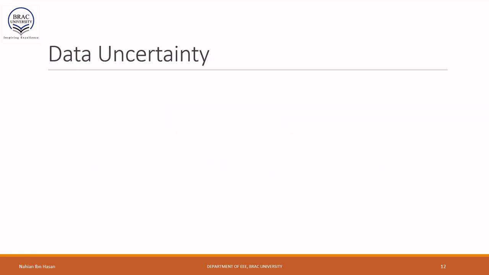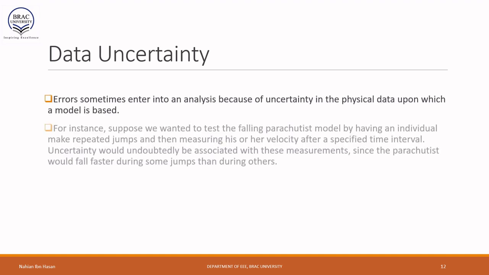So let's move on to our next type of error, which is data uncertainty. What is this error actually? It's actually a measurement error. For example, in our parachute model, we used the scenario that a person jumps from a plane, and we try to mathematically model the velocity and the acceleration of the falling person. Suppose we want to repeat the experiment again and again. What would happen? In some cases, the velocity or the acceleration of the person would be higher than in any other case.